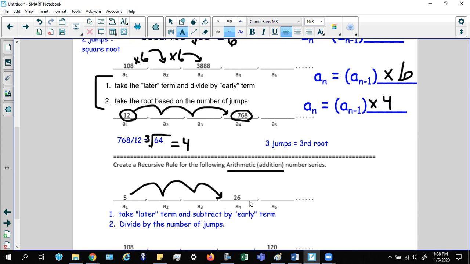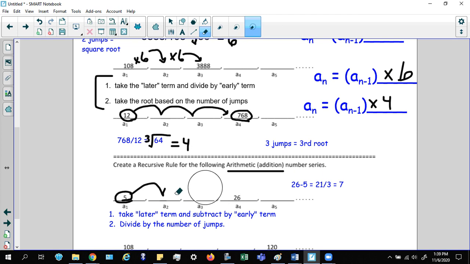So my later term is 26. I'm going to subtract that by 5. All right, so 26 minus 5 gives me 21. Now, how many jumps did I do? Let's see. I was at 5. Hop, hop, hop, which means I divided by 3. That means I'm getting 7.